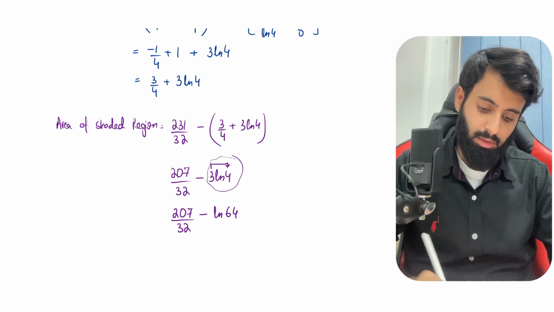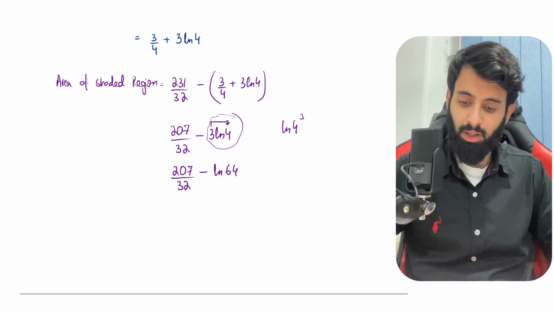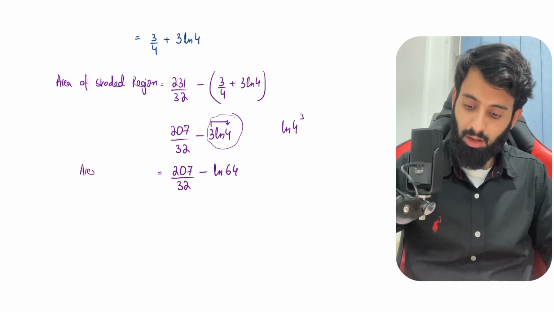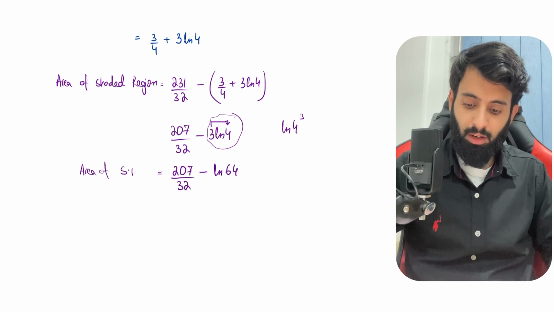Okay, I'll just do this on the side here and tell you guys what I've done. I've turned this into 4 cubed, which is why it becomes 64. So there you go. This finally gives us the area of the shaded region.